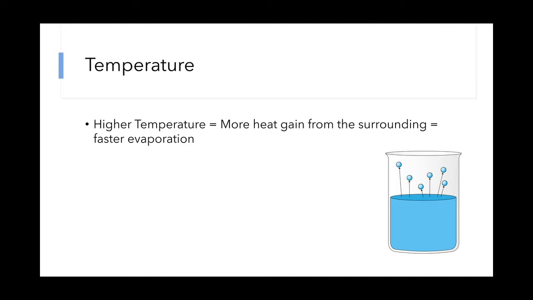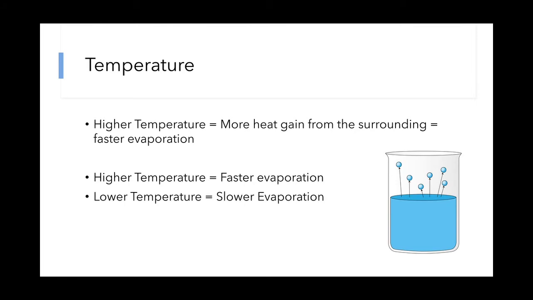So when the temperature is higher, it suggests that there's more heat in the surrounding. So the water gains heat from the surrounding and then they evaporate. So when you have more heat, there will be a faster evaporation. Okay, so in summary, higher temperature means faster evaporation, and when the temperature is lower, the evaporation will be slower as well.